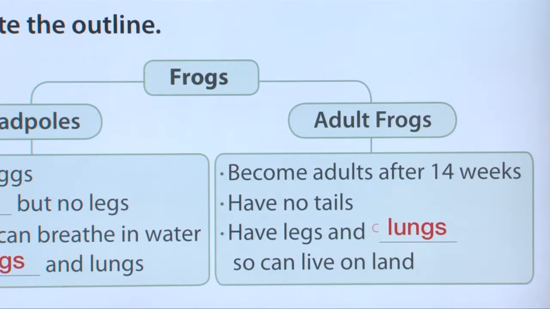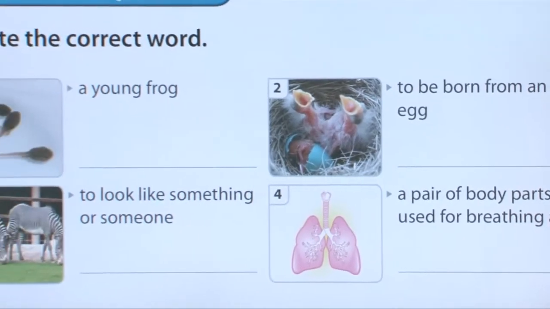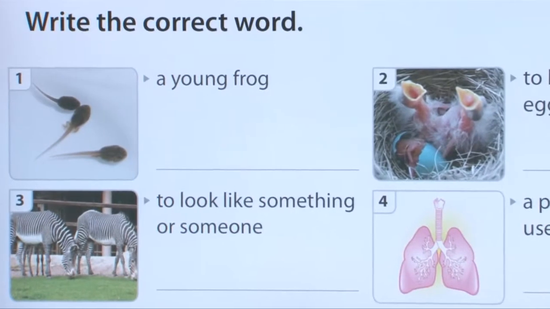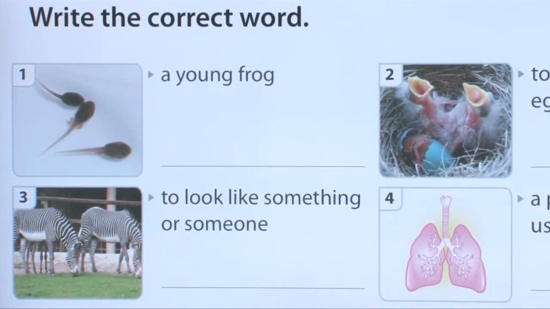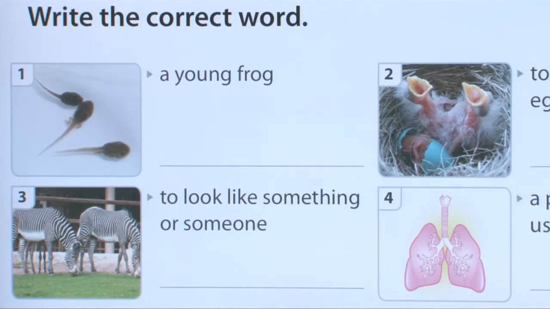All right, great job. Now let's move right along over to the vocabulary builder and put the correct word in each blank. So first up, number 1, a young frog. What's a young frog called? Well, it's usually called tadpole. Yes, the tadpole is the young or the baby frog that develops into the adult frog.